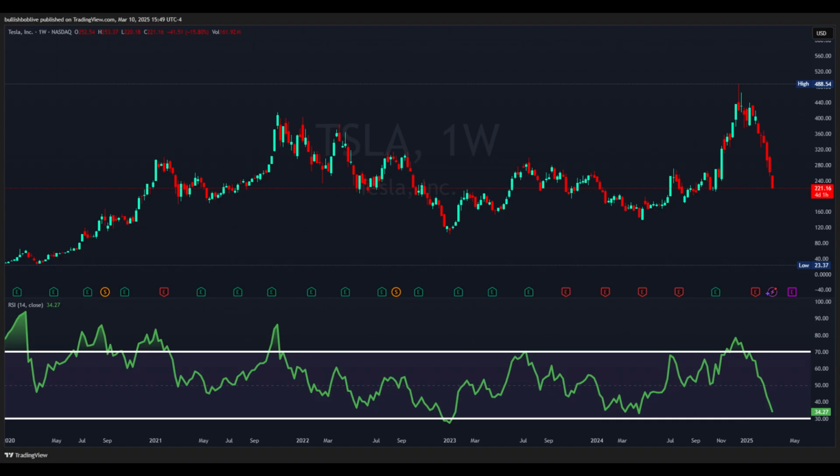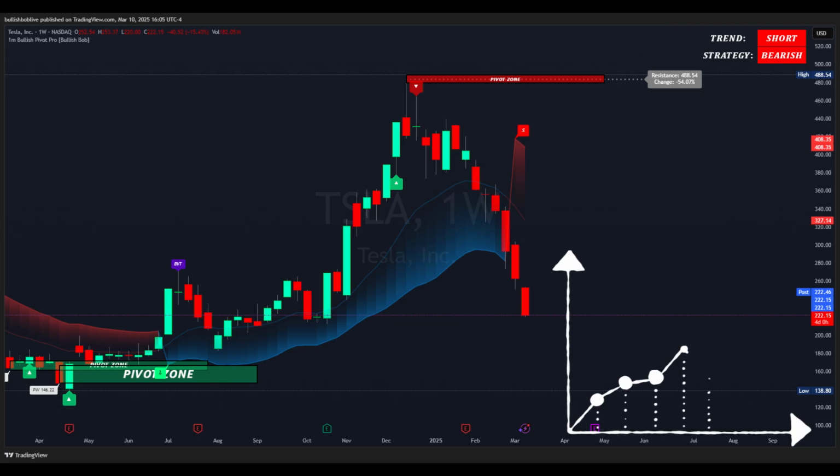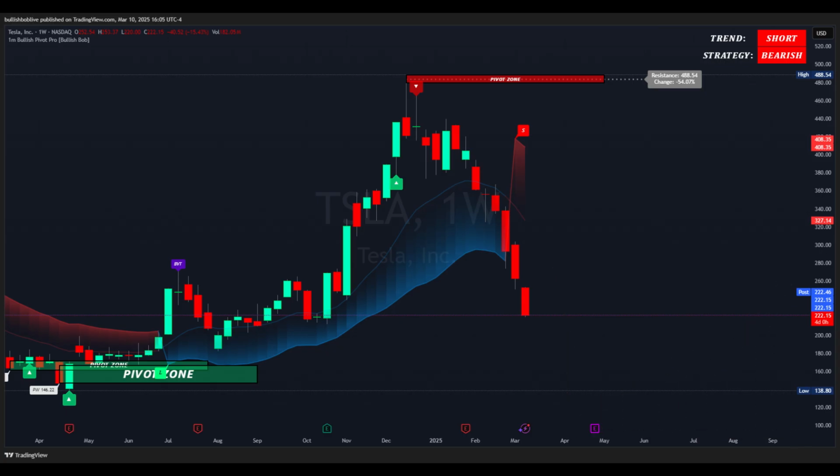When applying our Custom Pivot Pro TradingView indicator, Tesla currently signals a short trend and a bearish strategy. This setup is often favored by short traders, while long traders typically wait for signs of reversal on broader time frames, such as the daily, weekly, or monthly charts. Utilizing these wider time frames provides a more comprehensive perspective on trend analysis and potential shifts in market direction.